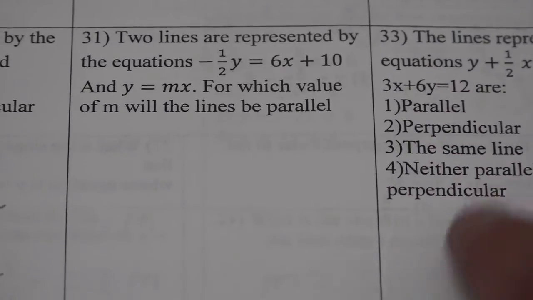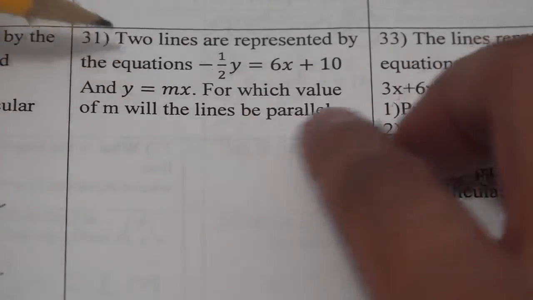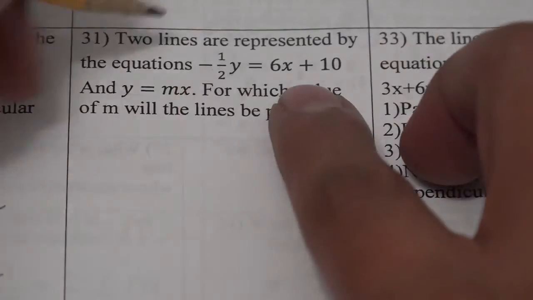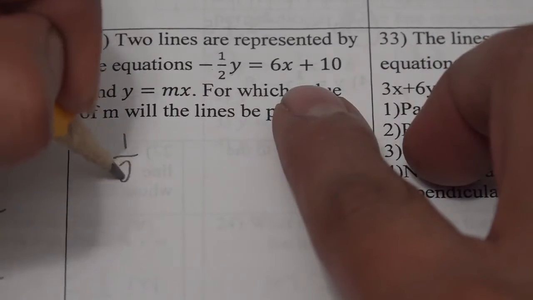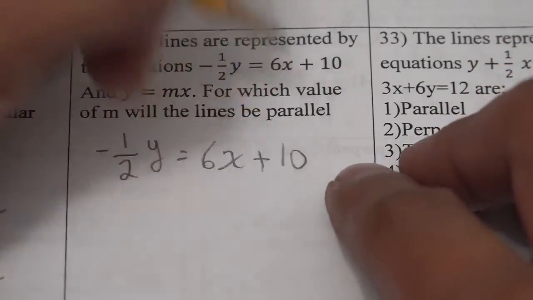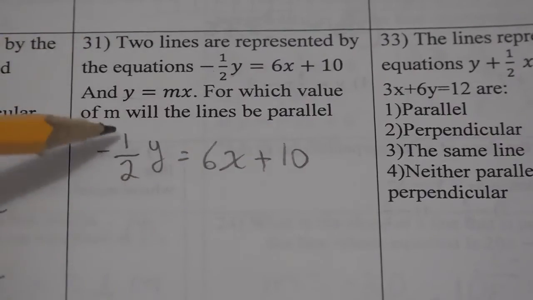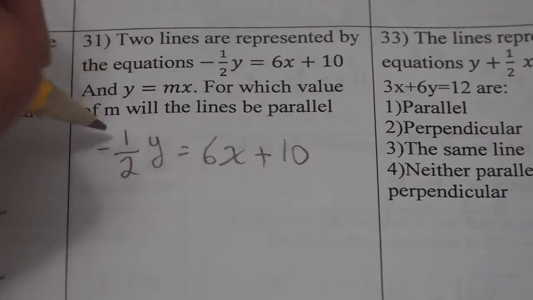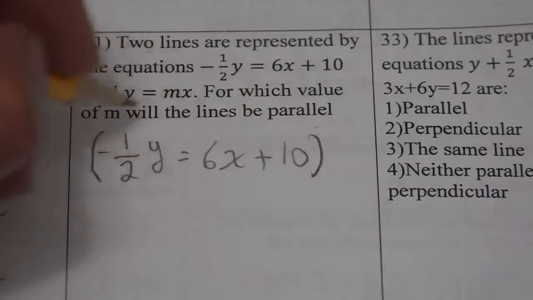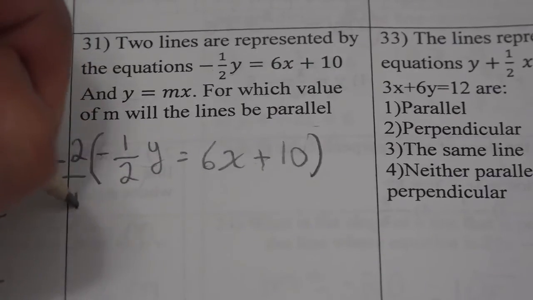Two lines are represented by these equations. For which value of m will the lines be parallel? So what is the slope of this line? Negative 1/2y equals 6x plus 10. Let me solve for y. This is one of the weird problems where you cannot just divide by the number on the y, but you still need to get rid of this negative 1/2. The only way to do that is by multiplying by the reciprocal. The reciprocal of negative 1/2 is negative 2/1.